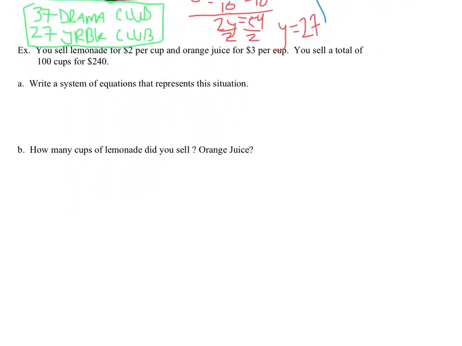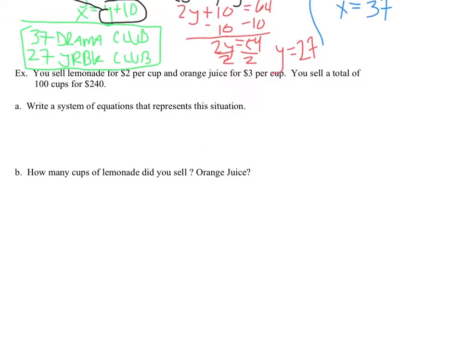All right, so on the next one. Now we're trying to sell lemonade for $2 per cup and orange juice for $3 per cup. You sell a total of 100 cups for $240. This one's even trickier than the first one because you have information from both in both equations. So I can't just say the first sentence is one equation and the second sentence is a second equation. So this one's tricky. So let's just first do our defining things.